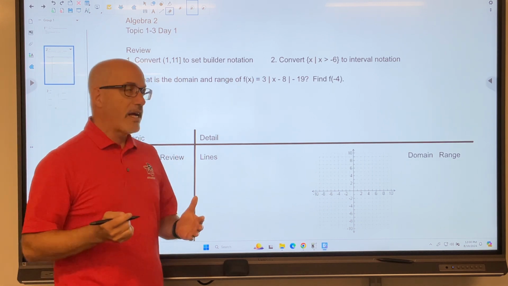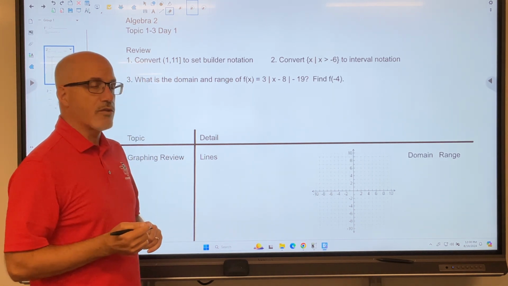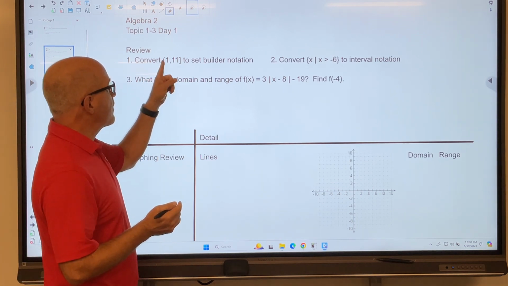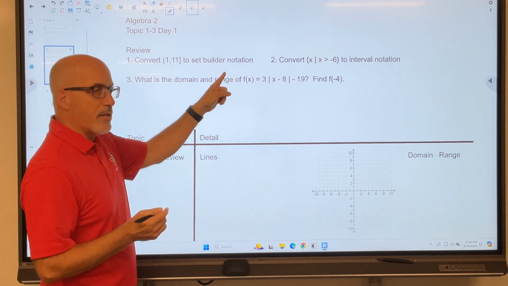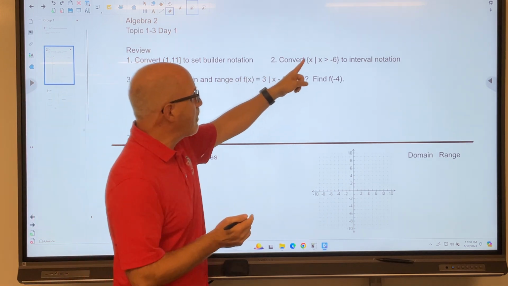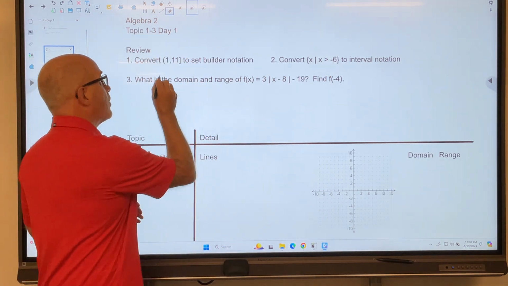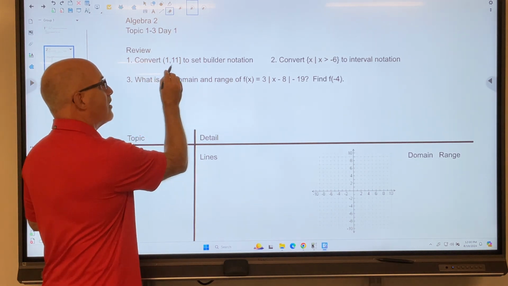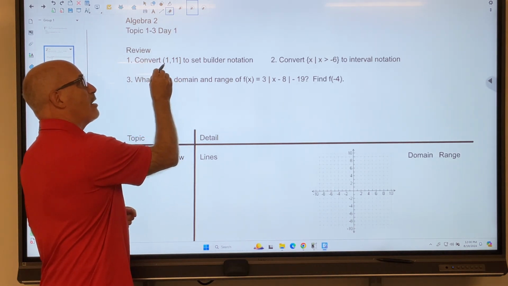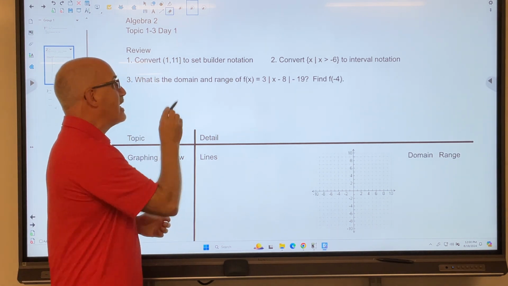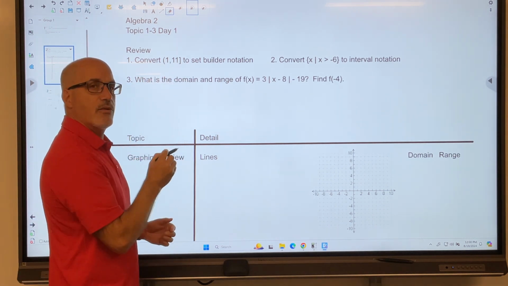Now that you've tried the problems, let's go ahead and go over the solutions. First of all, converting from interval notation to set builder notation, and then going backwards, is an idea that we need to make sure we master. So this is interval notation. This is saying the numbers between 1 and 11, not including 1, but including 11.